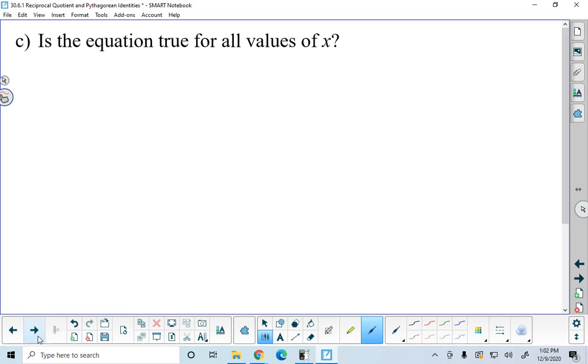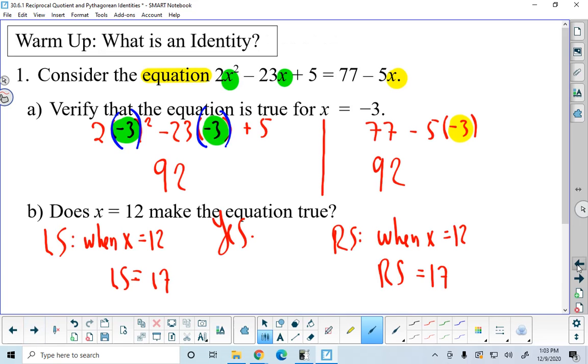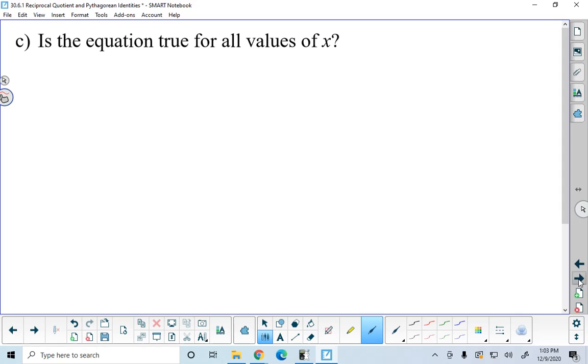Now, is the equation true for all values of x? This is a really weird question. Because if it is true for all values of x, this is bordering on philosophy. If it is true for all values of x, you could never demonstrate it because you can never put every value of x in. But let me write down the equation so that I can see it. It's 2x squared minus 23x plus 5 equals 77 minus 5x.